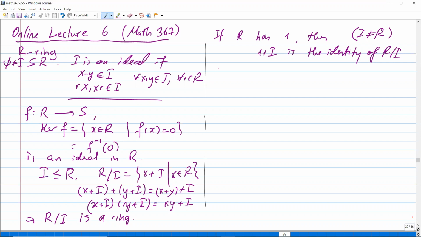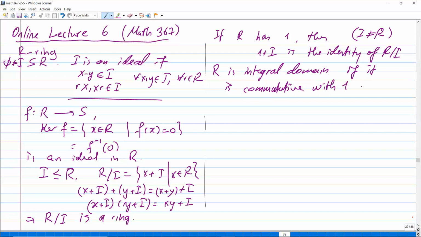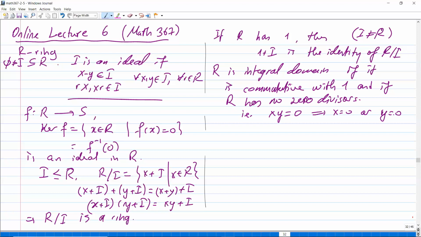Now remember what an integral domain is. A ring R is an integral domain if it is commutative with 1. Commutative means multiplication is commutative, and it has 1. And R has no zero divisors, i.e., no zero divisors means xy equals 0 implies that x is equal to 0 or y is equal to 0. So the basic example is the integers.